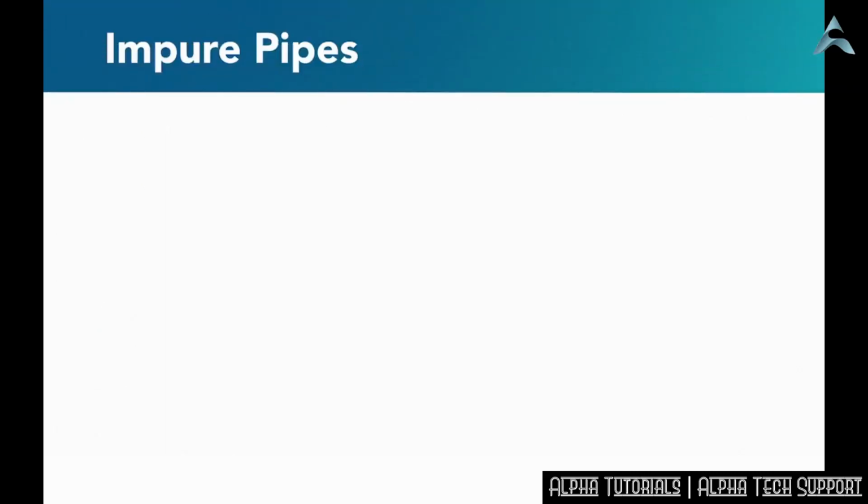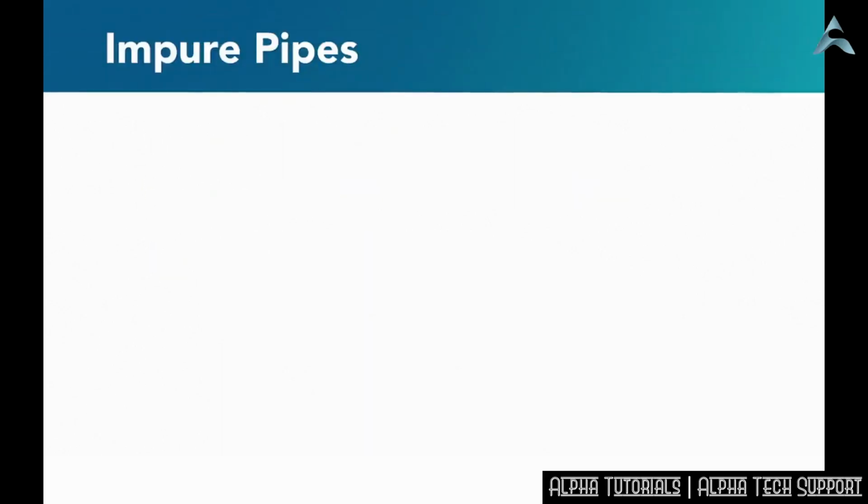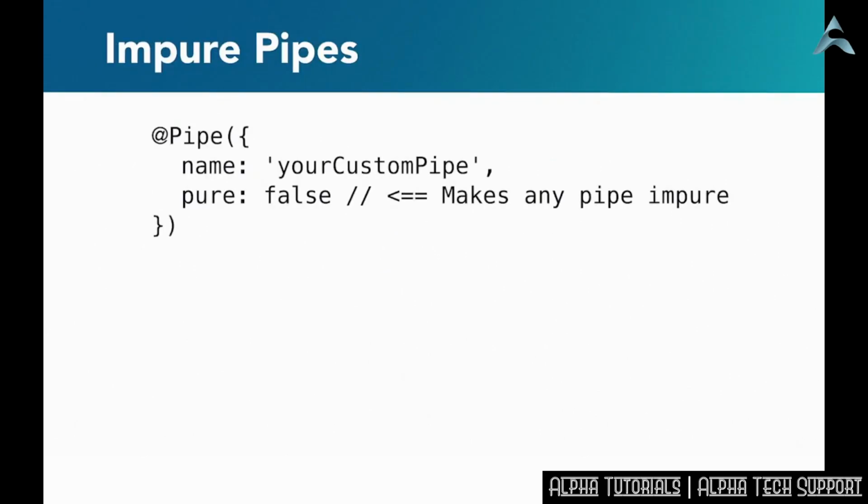Angular also has impure pipes, and you can use these to detect changes inside objects and arrays. The difference is that Angular executes impure pipes every time it detects a keyboard or mouse input, which can slow your app down if you're not careful. To turn any pipe into an impure pipe, set the pure flag to false in the pipe decorator.